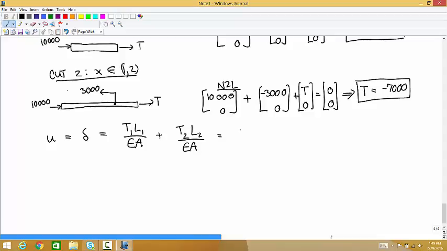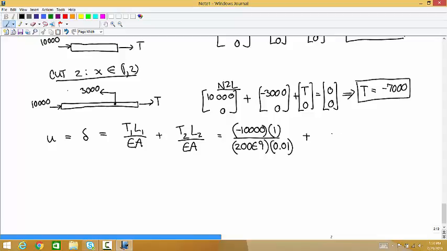T1 was negative 10,000. The length was 1 of that first region. E is 200 times 10 to the 9. A was 0.01. So that's the shortening in the first piece.